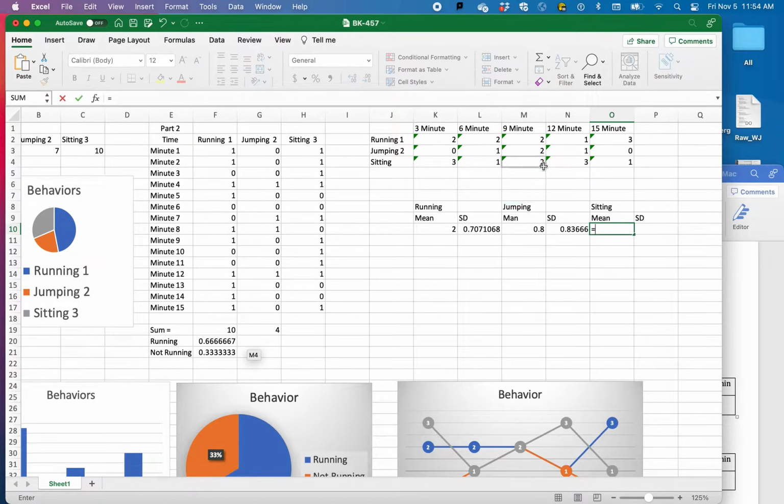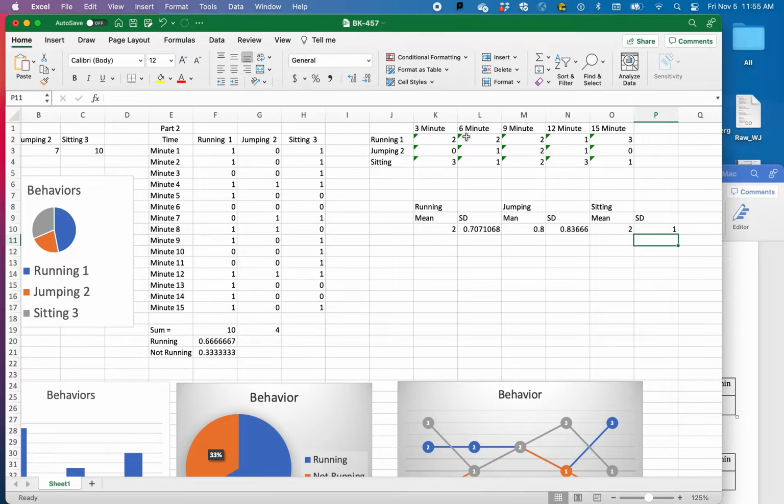I'll do the same thing here. That's median. Oh, wait, what am I doing? Sorry, average. And then standard deviation. And here's an interesting thing. You see we've got the same mean here for these two, for running and for sitting. We've got a 2. But the standard deviation is different. It's just a bit higher for sitting than it is for running.